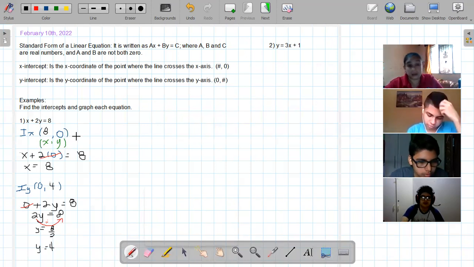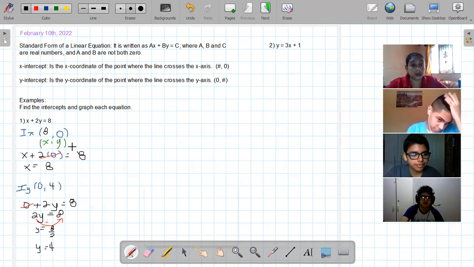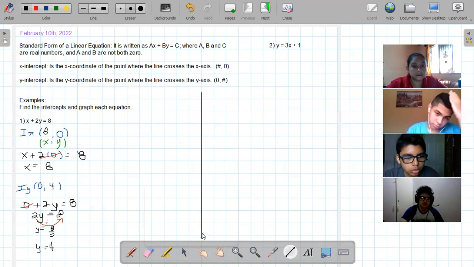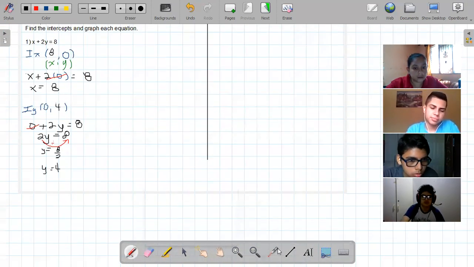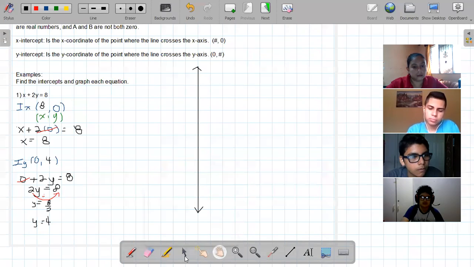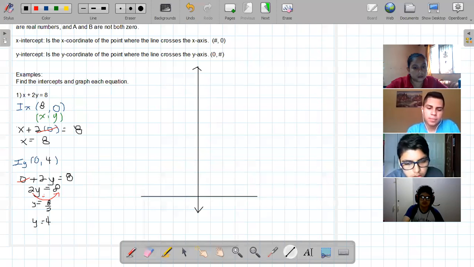You got 2 points. We need at least 2 points to draw a straight line. So now let's graph it, okay? So we're going to draw our axis. Remember that I have issues right now with my computer, so we're just going to be moving it enough. I don't need negatives, so I'm going to do the positives only.